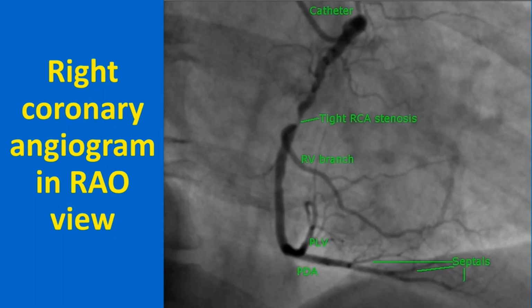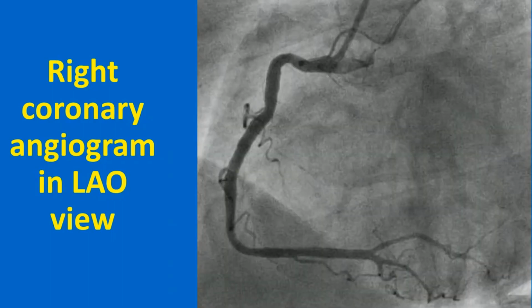RAO view shows the proximal part of the right coronary artery in a vertical line. RAO view is identified with the spine seen on the right side. Tight stenosis is seen just before the origin of right ventricular branch. LAO view usually shows the full length of the right coronary artery in a C shape.